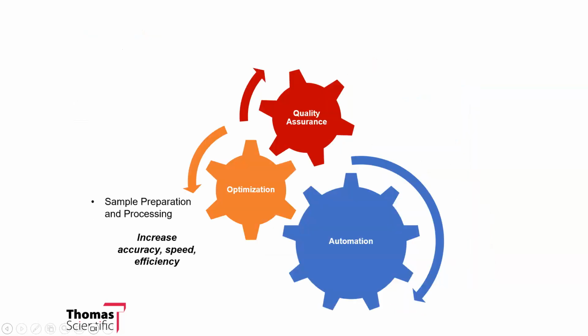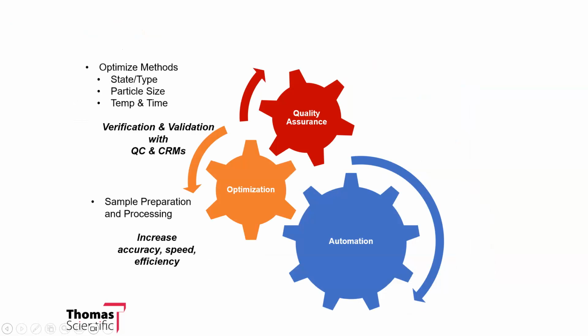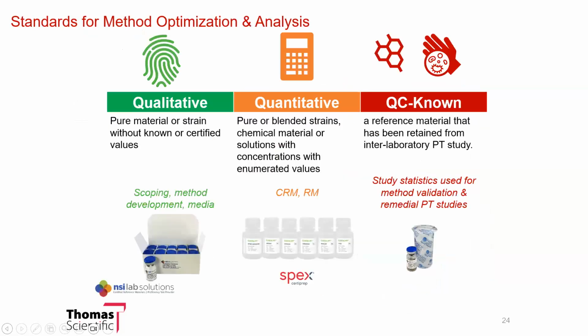Now let's see how this all fits together. Optimizing your sample processing and preparation will help you increase your accuracy, speed, and efficiency. Then you optimize your method with your state, your type, your particle size, the time, and the temperature you're grinding at. And then you verify those with QCs and certified reference materials. Then you optimize and refine your method testing process with standards, including QC standards and PTs.